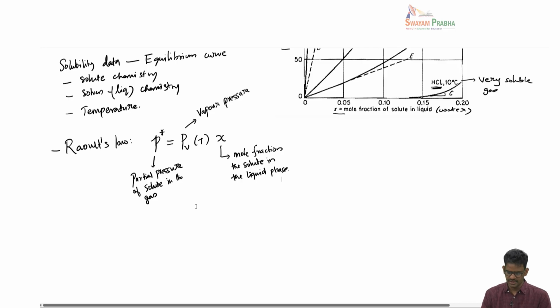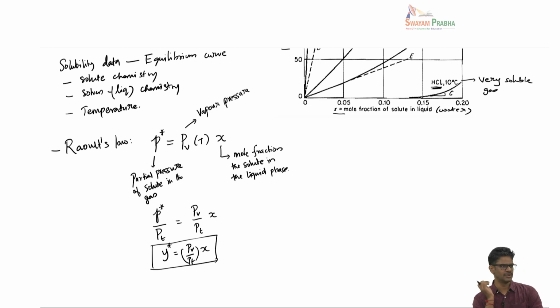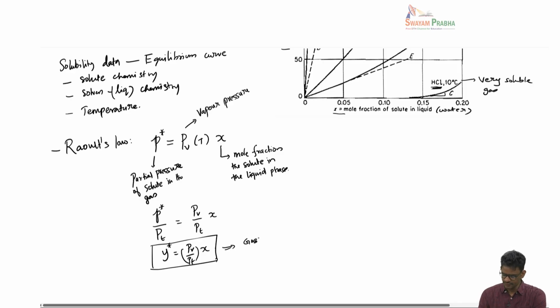Now, if you take this equation and divide by the total pressure of the system, then you get, in terms of mole fraction in the gas phase, y star equal to P_V by P_T times x. You can see that the temperature dependence comes through this vapor pressure, and the vapor pressure data is specific to a particular solute. And this is usually used if the gas phase and the liquid phase are ideal. Both phases are ideal.